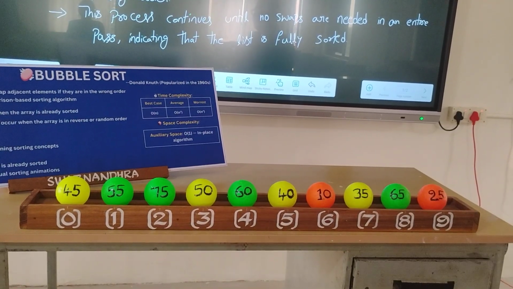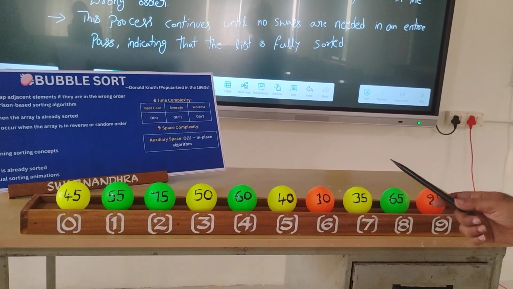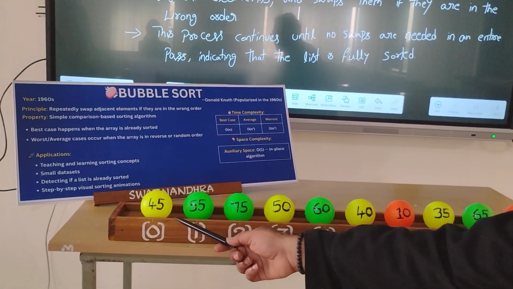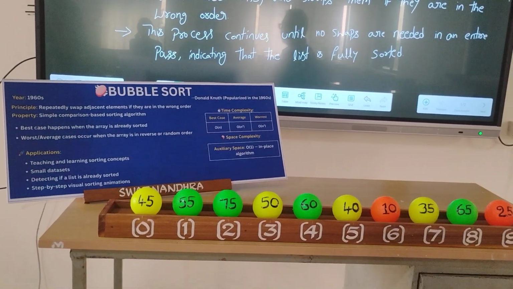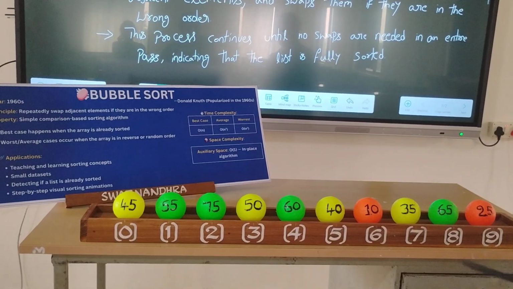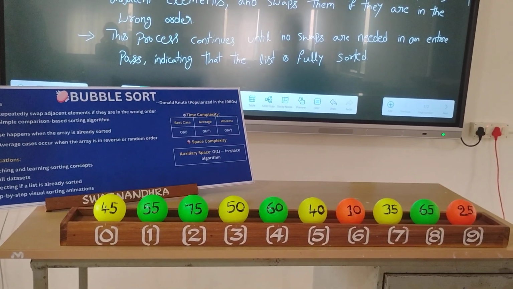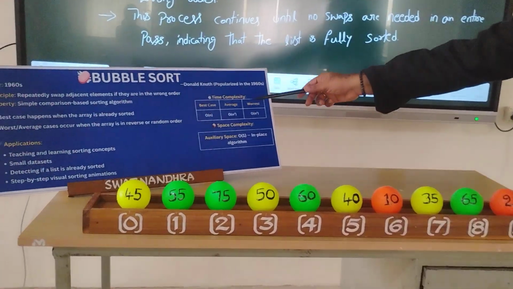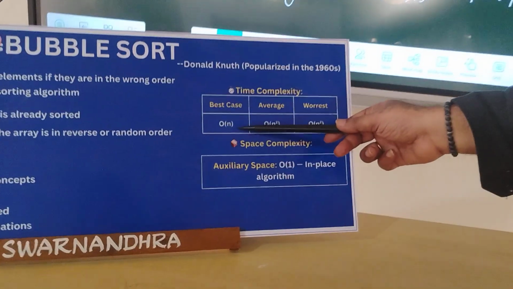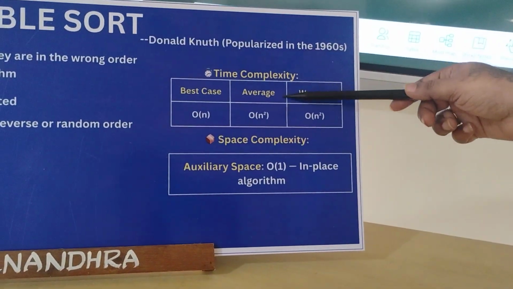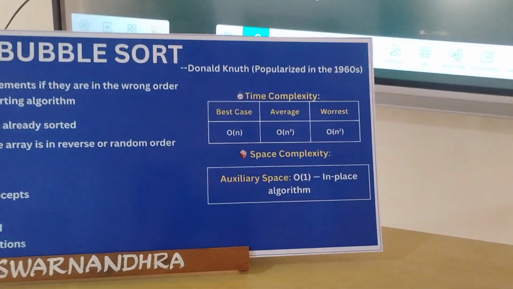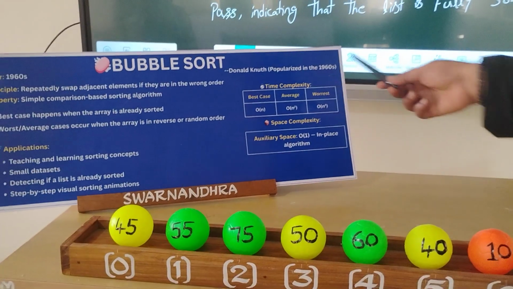The basic principle of bubble sort is repeatedly swapping adjacent elements. The best case happens when the array is already sorted. That is only the best case. The time complexity of this algorithm is order of n in the best case, order of n square in the average case, and order of n square in the worst case. Now we are considering order of n square only.